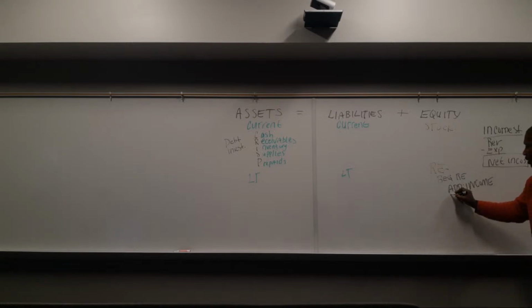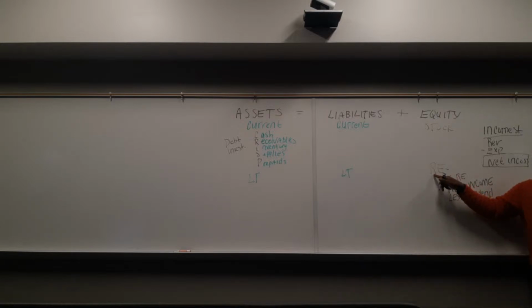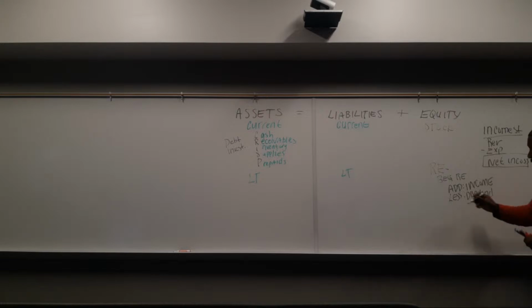And then we're going to decrease our beginning retained earnings by the what? Dividends. Are dividends paid out of income? No, they're always paid out of retained earnings. And then I'm going to have, finally, my ending retained earnings. And that is how I get my statement of retained earnings. So that's why we always do it in that order.